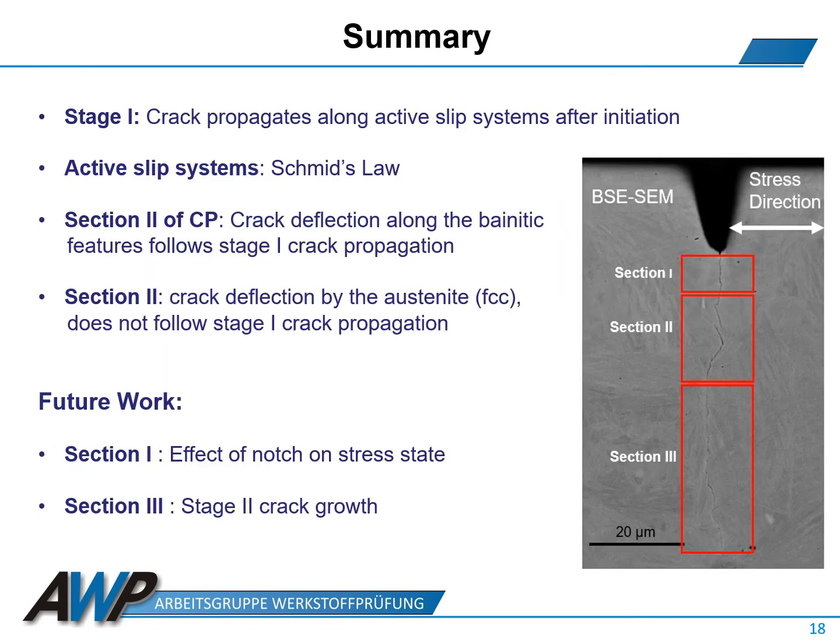To conclude, it can be said that stage 1 means the crack propagates along the active slip systems after initiation. The active slip bands can be predicted by the critical resolved shear stress described by Schmidt's law. In section 2 of the crack path, the crack deflection along the bainitic features follows the stage 1 of the crack propagation. However, for the part of the crack deflected by the austenite, this theory didn't verify.